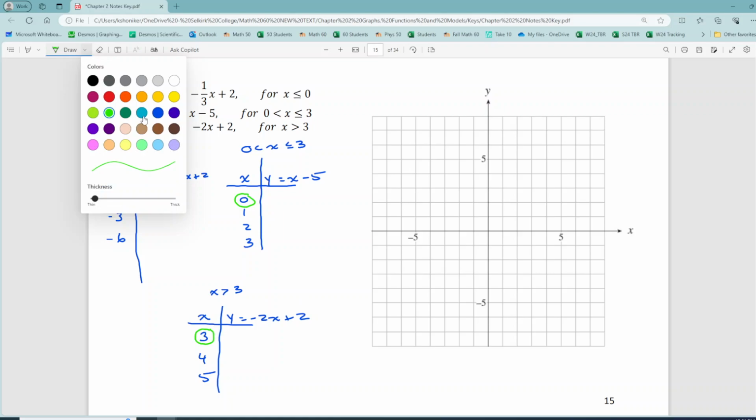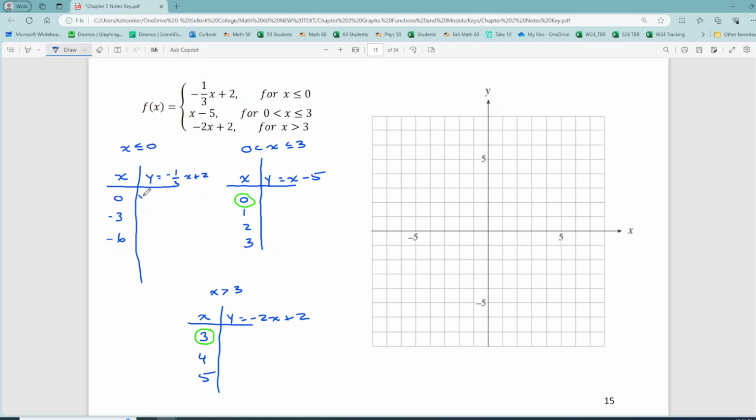All right, now let's complete our table of values. This one is that y is going to equal negative 1/3 times 0 plus 2, which is 2. This one is going to be negative 1/3 times negative 3 plus 2. So negative 1/3 times negative 3 is positive 1, plus 2 is 3. And then the last one here, y equals negative 1/3 times negative 6 plus 2. Negative 1/3 times negative 6 is the same as negative 6 divided by negative 3, which is 2, plus 2 is 4. So I'm going to graph those.